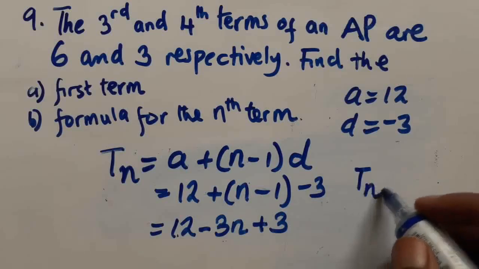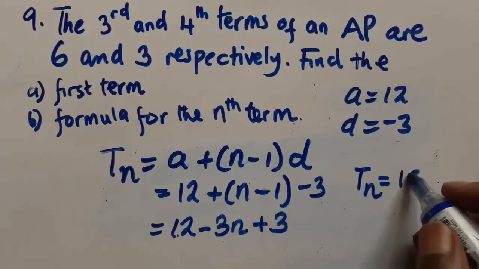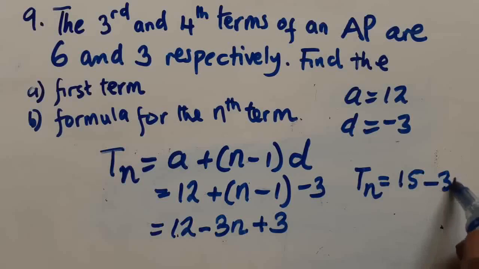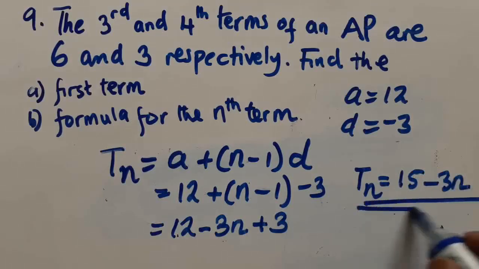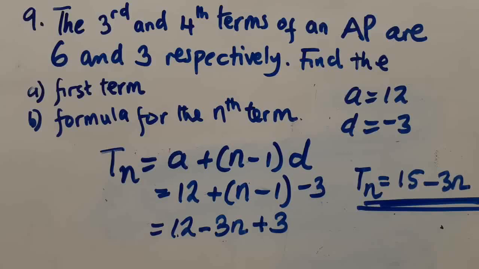T n is equals to 15 minus 3n. This is what is going to be the answer. All right. So we go to question 10 now.